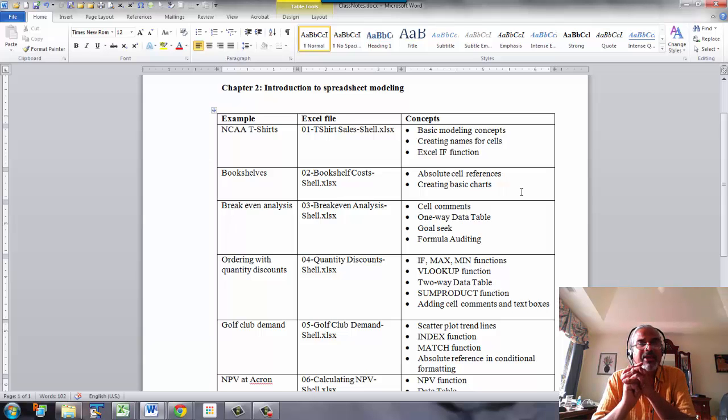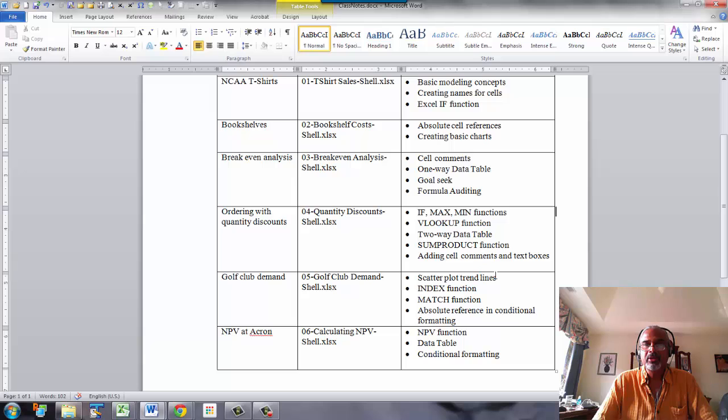Then the third one was break-even analysis, and here we looked at commenting in cells. We did a one-way data table for what-if analysis, and Goal Seek, how to change the contents of one cell so that a different cell reaches a particular desired value, and formula auditing, that is precedent tracing and dependent tracing, for debugging if there are any problems that you find in the model.